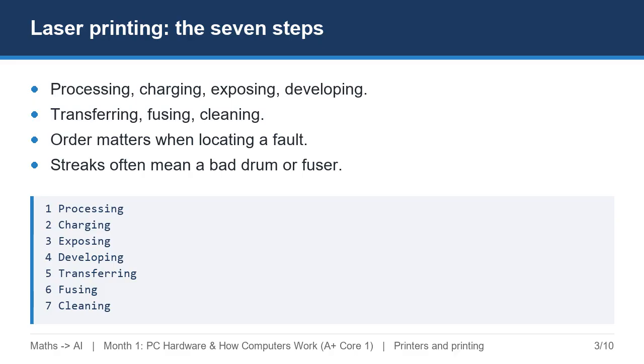Laser printing follows 7 steps in order: processing, charging, exposing, developing, transferring, fusing, and cleaning. You don't need to memorize the physics, but knowing the sequence helps you locate a fault. For example, a repeating streak down every page often points to a damaged drum or a dirty fuser.